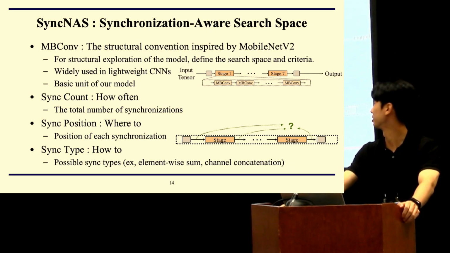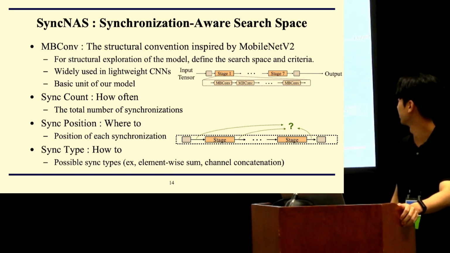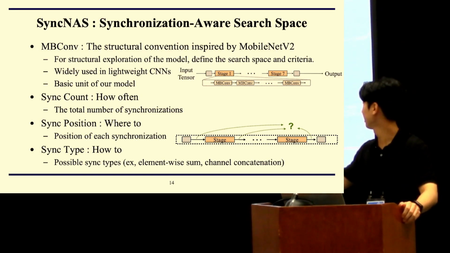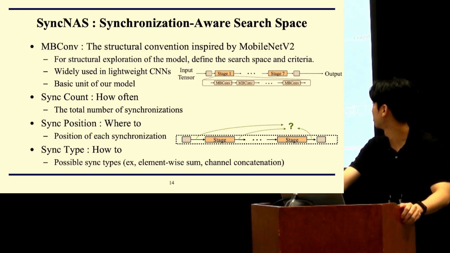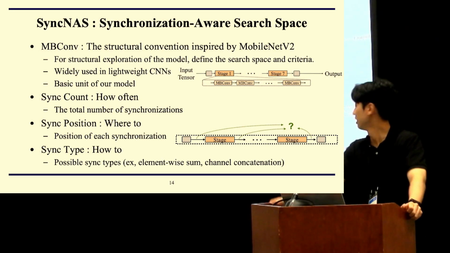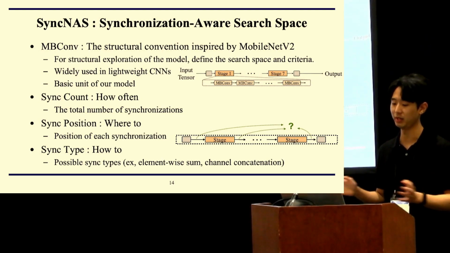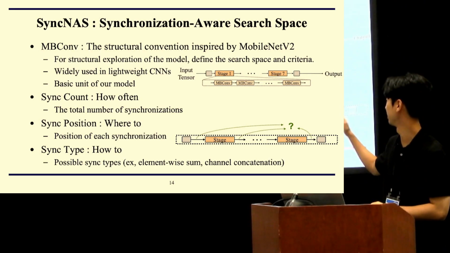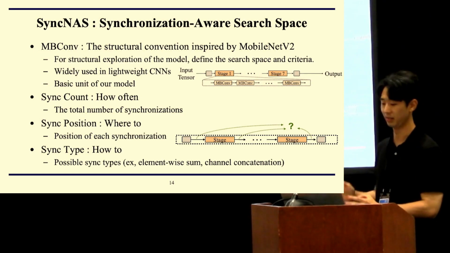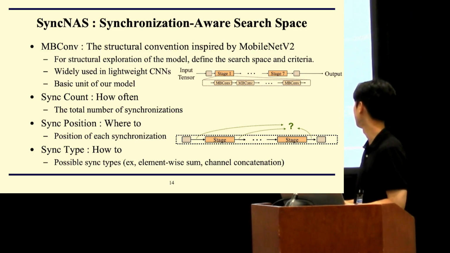Then we need to determine how often we sync, where to sync, and lastly, how to sync. How often the model should be synchronized corresponds to the sync count, which is the total number of synchronizations, and where to sync corresponds to the sync position, which is the factor that determines where to synchronize between the MBConv blocks when the specific sync count is given. And lastly, how to sync corresponds to the sync type, which is the factor that determines the possible sync type, for example, element-wise sum and channel concatenation.